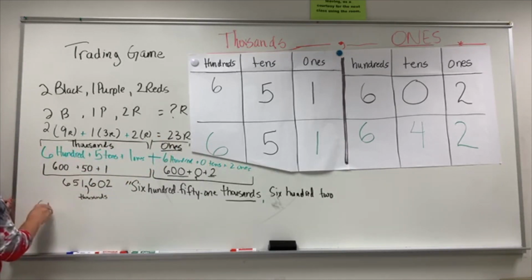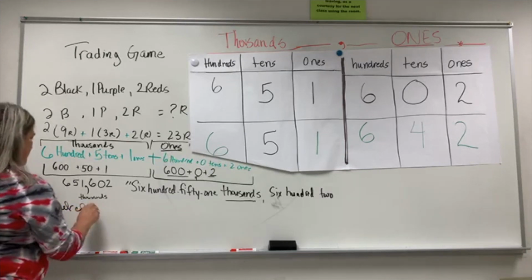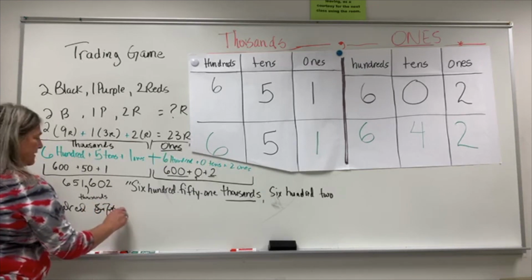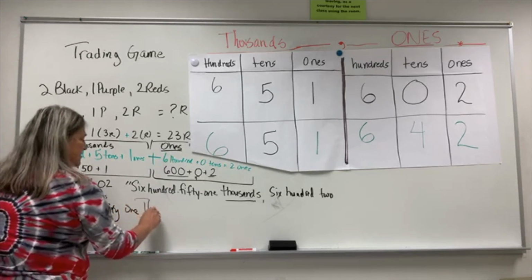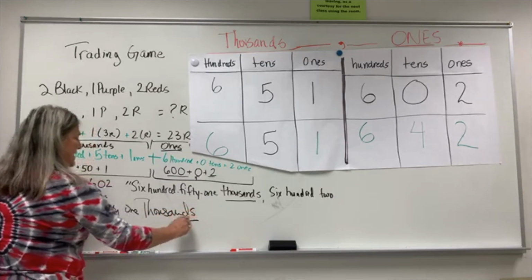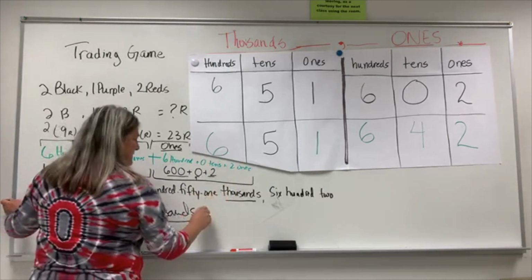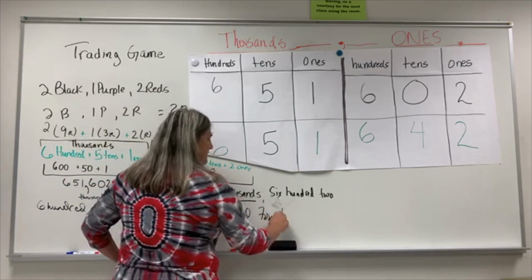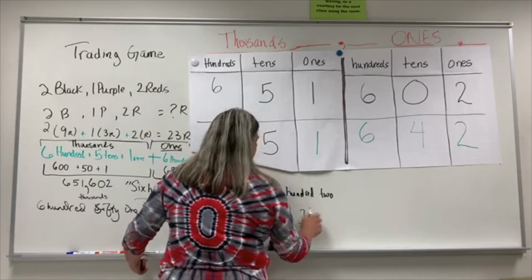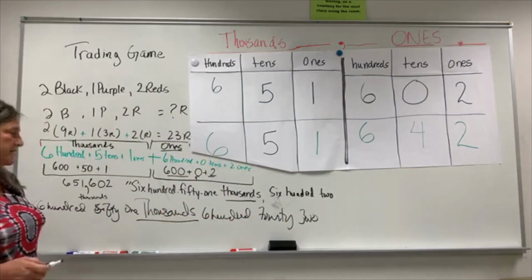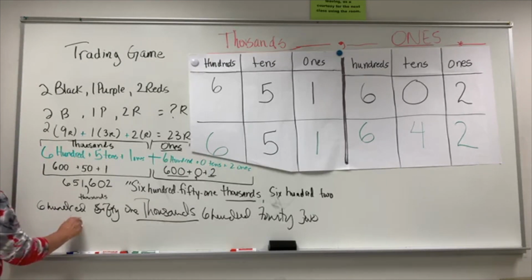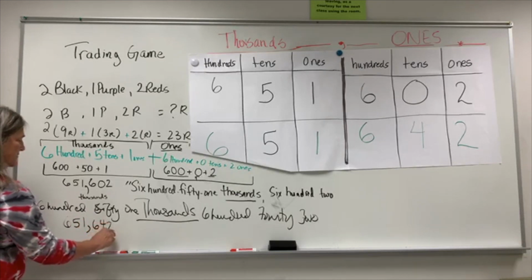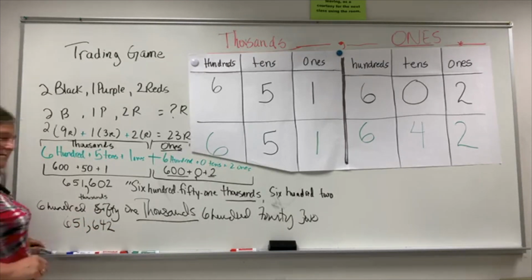Well, we know we have 600, 5 tens, or 50, 1, and again, it's 651 what? 651,000, and then 642. So 651,642. So now we have to figure out which one's bigger.